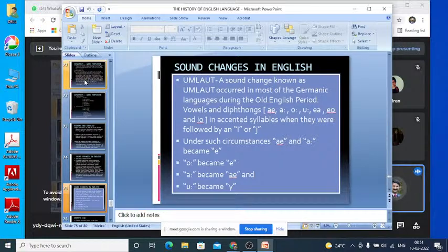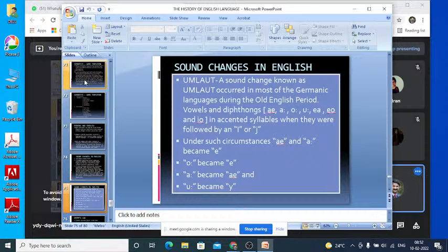Similarly, diphthongs again. The first one under such circumstances is in fact a single sound, but I don't have that key or that script here, so I have just made it with two. It doesn't mean that it is a diphthong; it is just a monophthong. And now diphthongs: a, ao, and eo became ea.